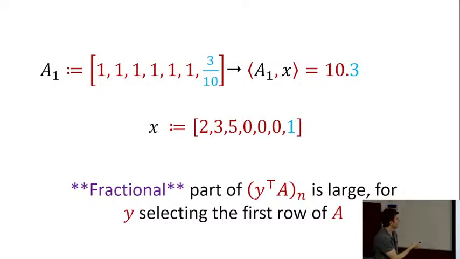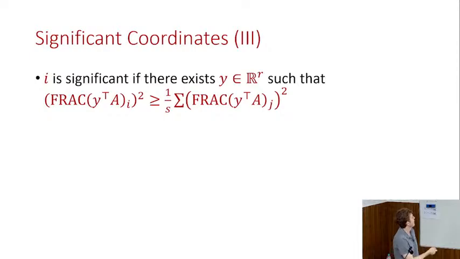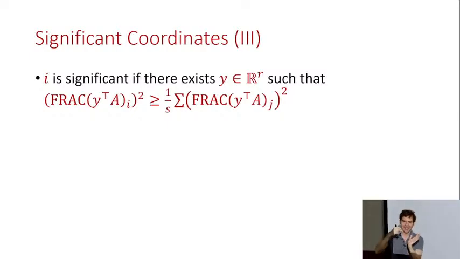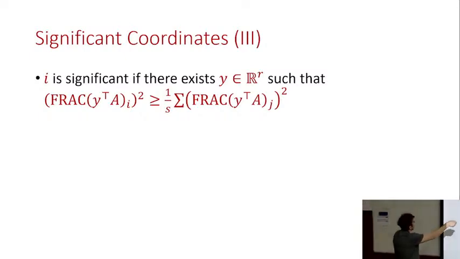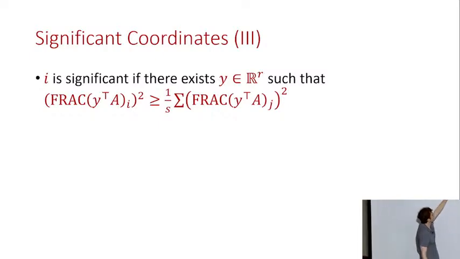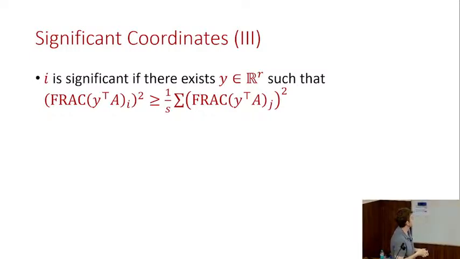Okay, so let me write that on the next slide. I is significant if there exists a y such that, now what frac means is, when I apply it to a vector, it takes the fractional part entry-wise. I just take the fractional part of every entry in the vector, and I look at the squared value of the I-th fractional part, and it's at least a 1 over s fraction of the sum of squares of all the fractional parts. So this is our final definition of significance.